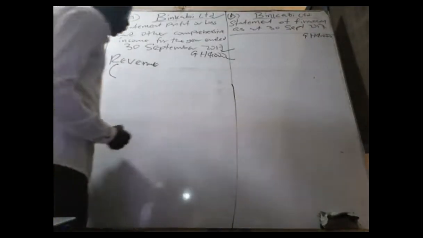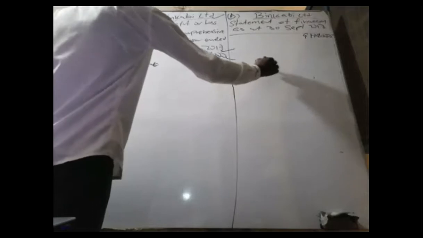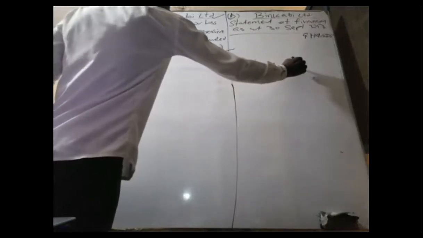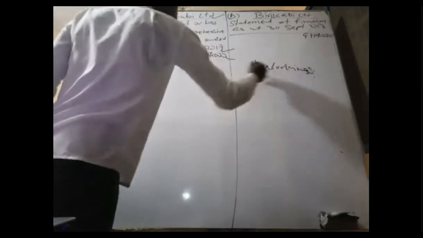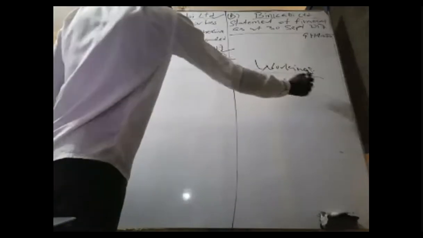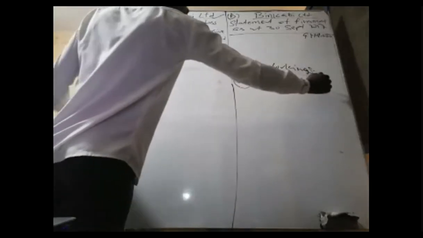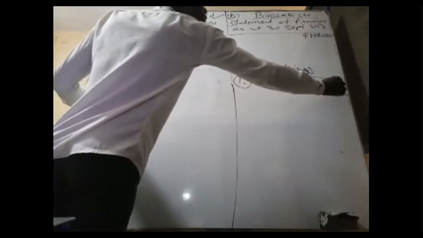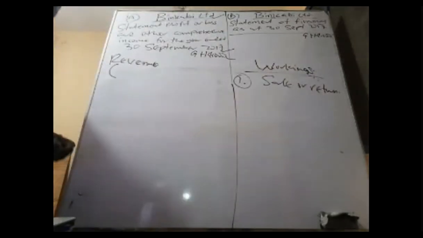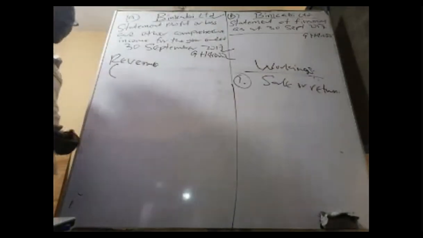I can start your workings, so let me do that. Let me put the workings in. So workings number one is about sale or return. So either you sell the goods for us or you turn the goods back.